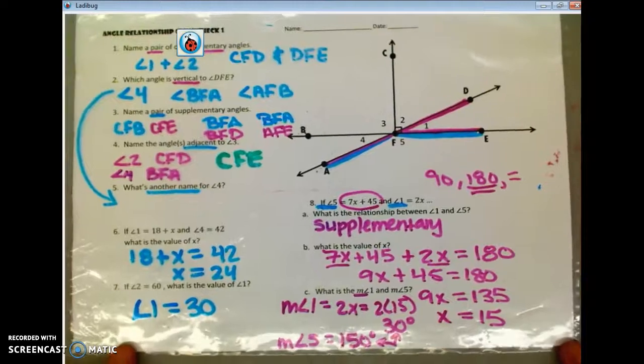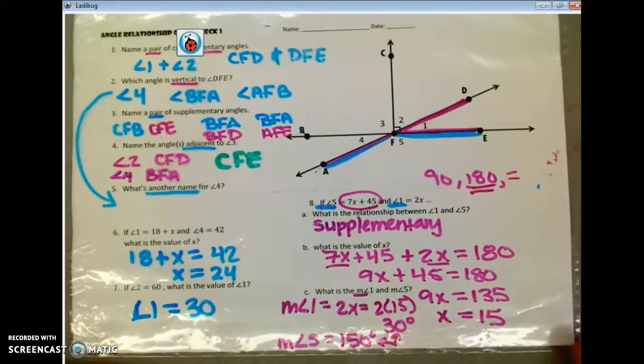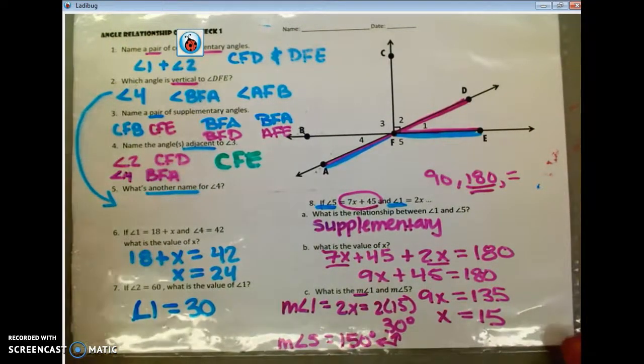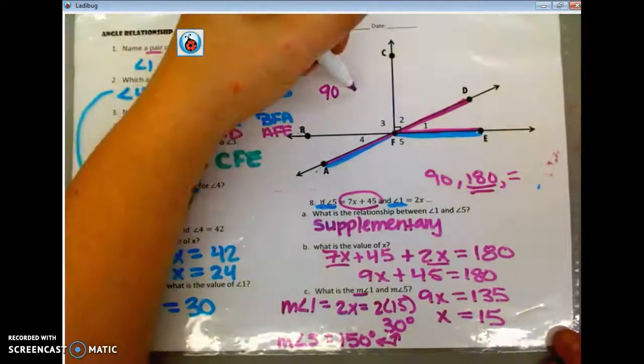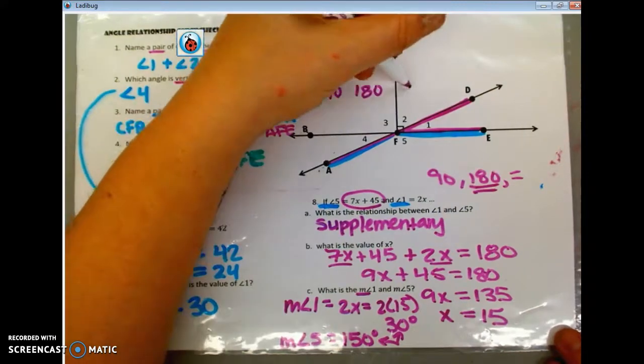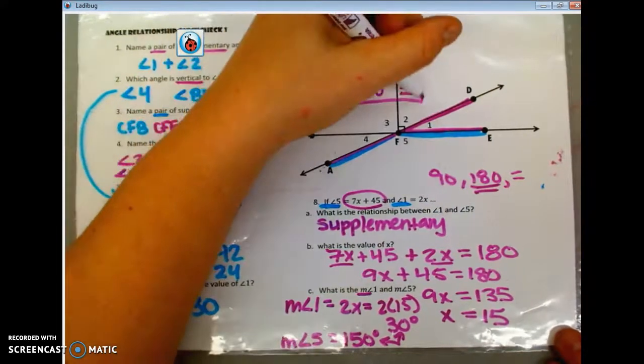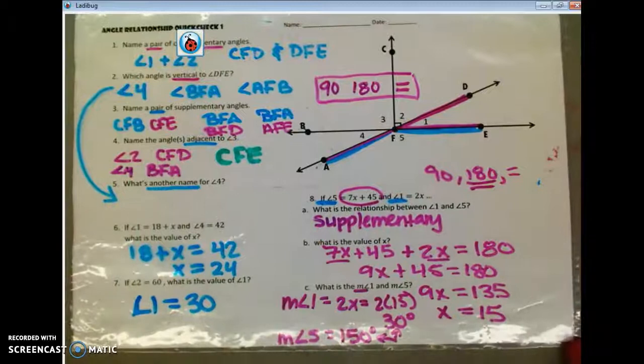So in recap, whether or not you remember the vocabulary, please remember that they can either add up to equal 90, add up to equal 180, or they will be set equal to each other. Those are your 3 relationships.